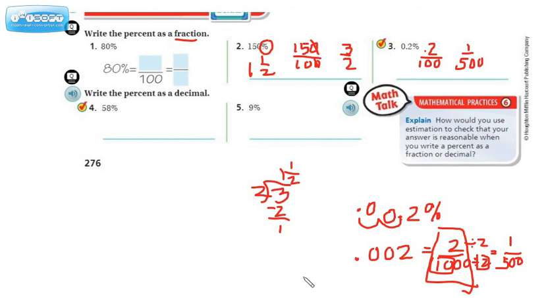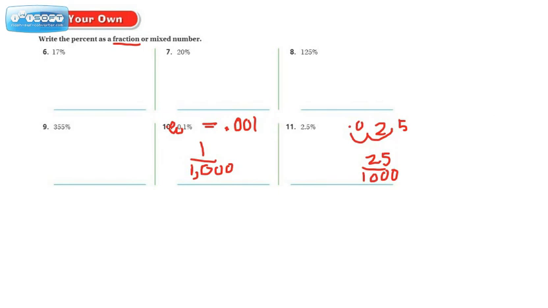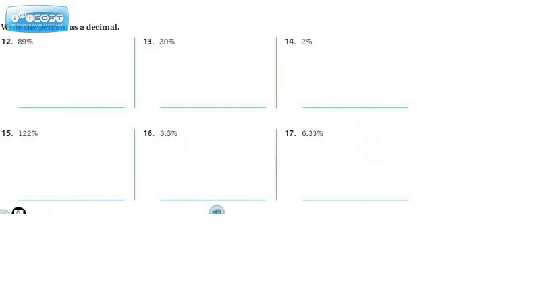So let's see, is there another one like that? I think there might be. Let's see if we can find it, because I like to do those first. Let's see. No, there isn't one there. Let's see what else we got. All right, this one's a good example right here. All right, let's look at number 16.